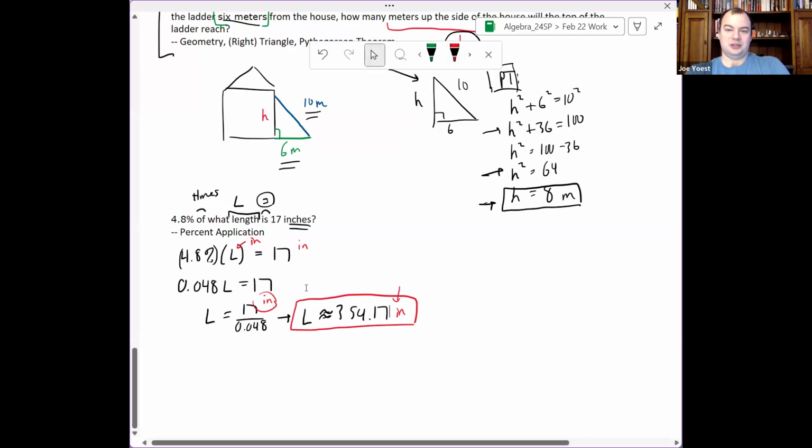Okay. Does that seem pretty reasonable? I need a small percentage of this to be 17 inches. Yeah, a small percentage of a few hundred might be in the ballpark of 17 inches. That seems pretty reasonable.